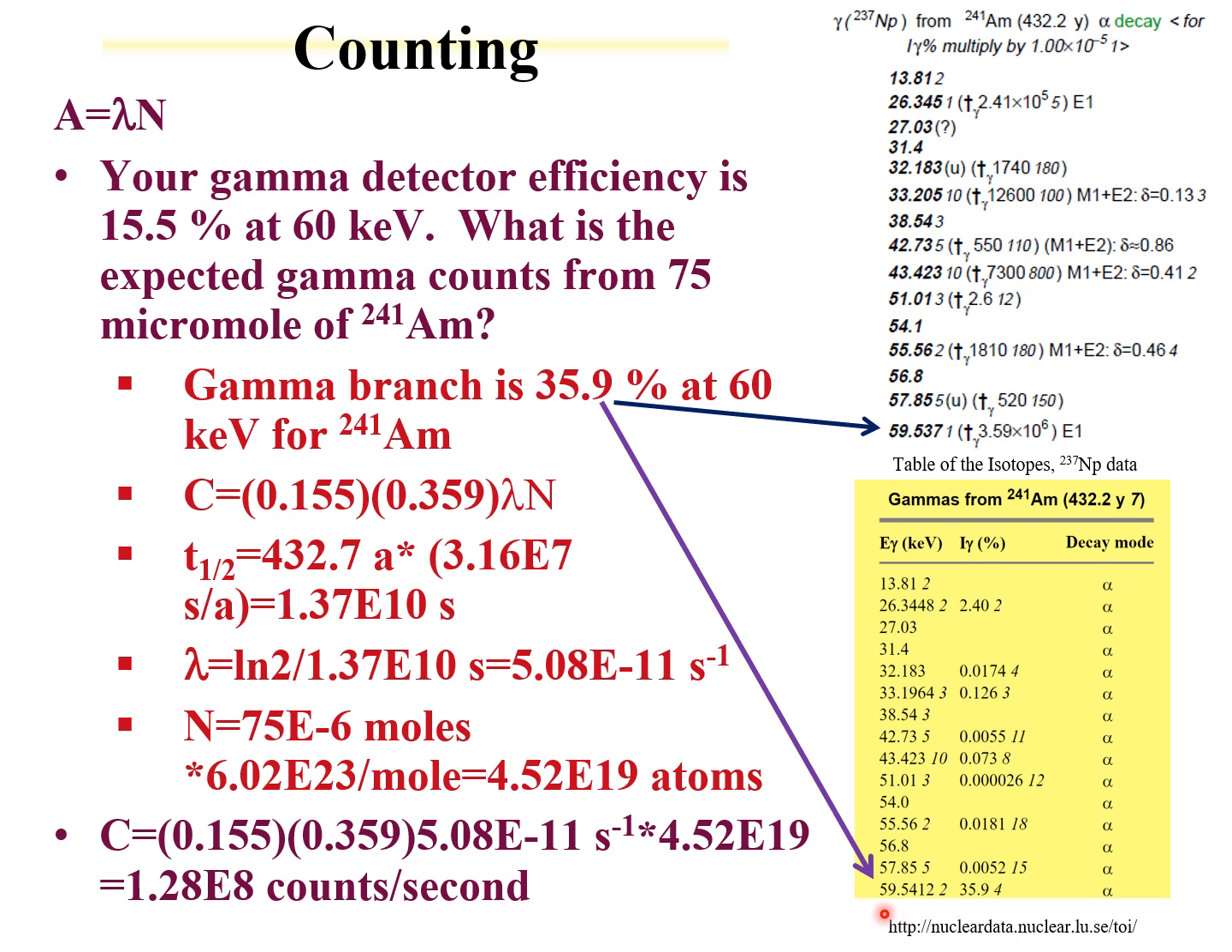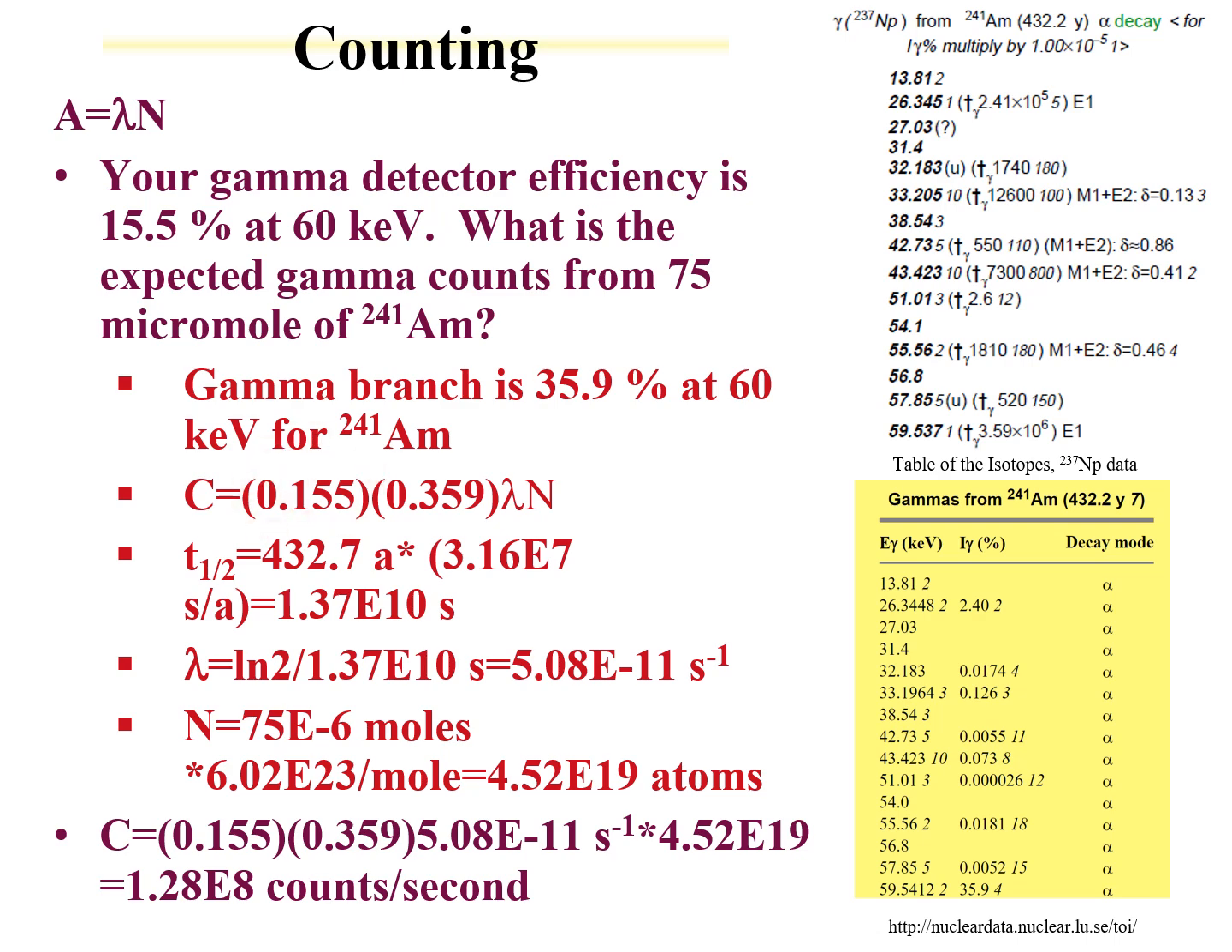Unlike the Table of the Isotopes data, the gamma branching values from the Lund University website are already normalized, so the value here is 35.9, which is the same value from the Table of the Isotopes. So I need to take my detector efficiency, which in this example is measured to be 15.5%.